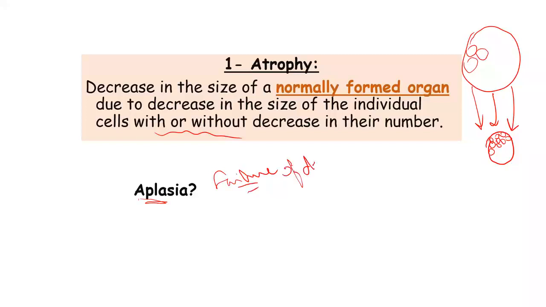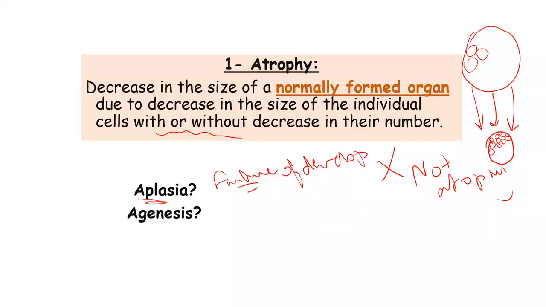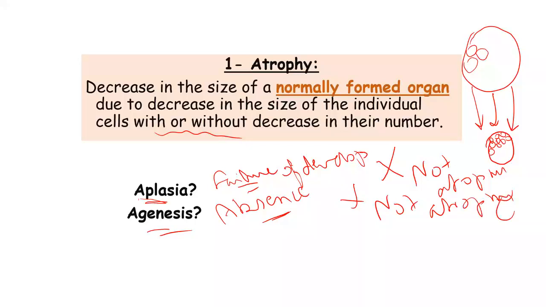And we have something called agenesis. This is absence of the organ. It's not present from the start, and again, this is not atrophy. So in atrophy, you have a normally formed organ that undergoes decrease in size, and this is totally different from aplasia and agenesis, and these result from either failure of development of an organ or even total absence of an organ.